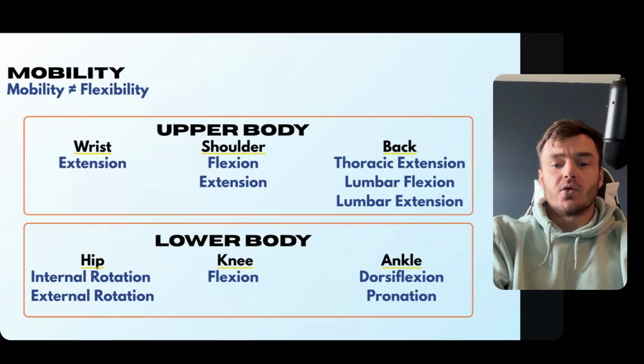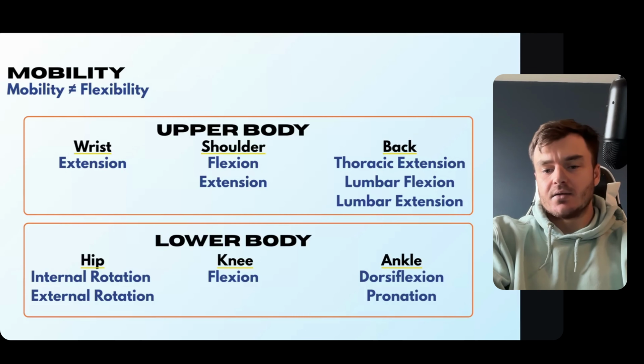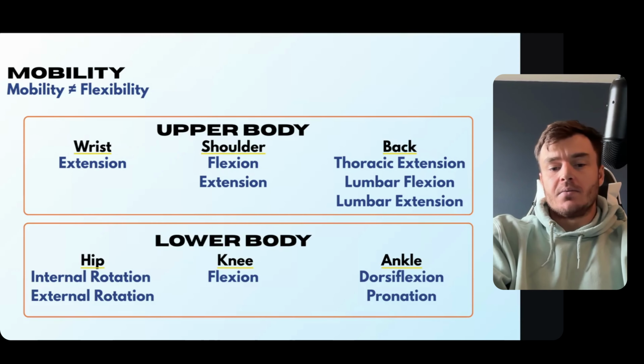Okay, and so for the wrist, it's going to be wrist extension. Shoulder, it's going to be shoulder flexion and extension. For the back, it's going to be thoracic extension, lumbar flexion, and lumbar extension. The hip, you're going to need internal and external rotation. For the knee, you're going to need to flex the knee. Obviously, you'll need to extend the knee, but the flexion is the end range of motion. And then in the ankle, you're going to need to be able to dorsiflex and pronate.